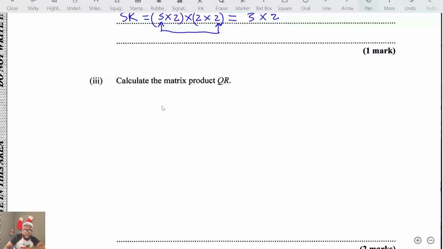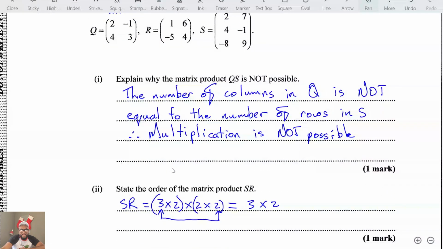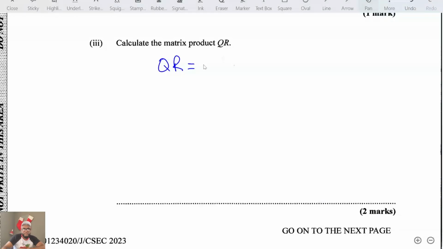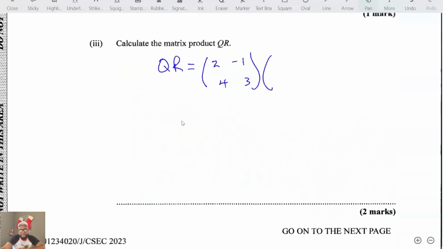Calculate the matrix product QR. QR would be equal to Q, which is 2, -1, 4, 3, and then R would be 1, 6, -5, 4.